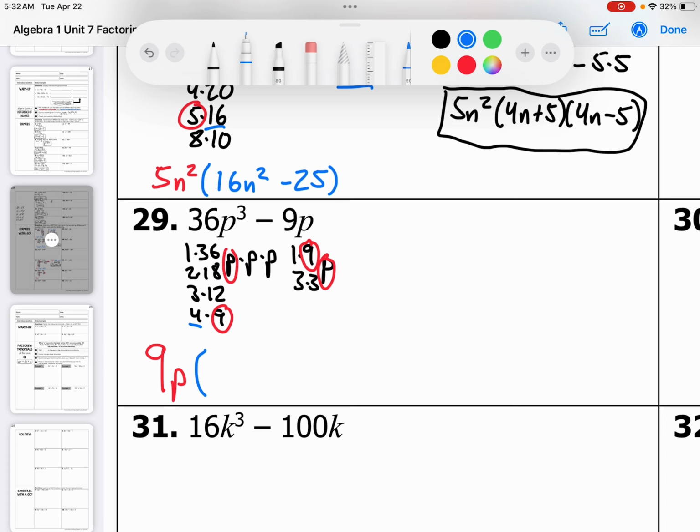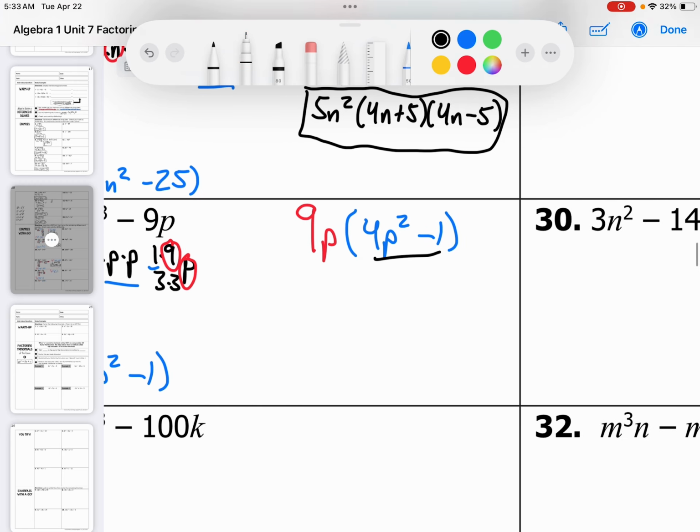And then what's left over here is 4p squared minus 1. So looking at what's left over, this 4p squared would be 2p times 2p, minus the 1 is 1 times 1. This gives me 2p plus 1 times 2p minus 1, and then bring down the 9p.